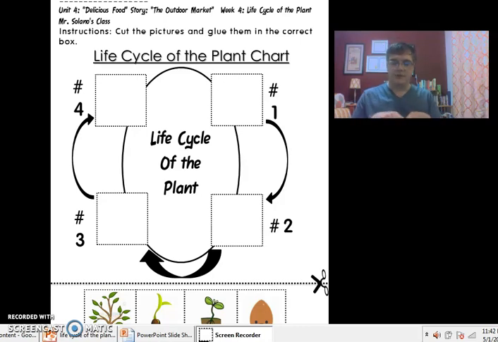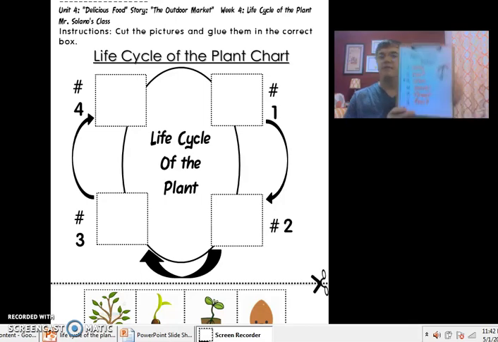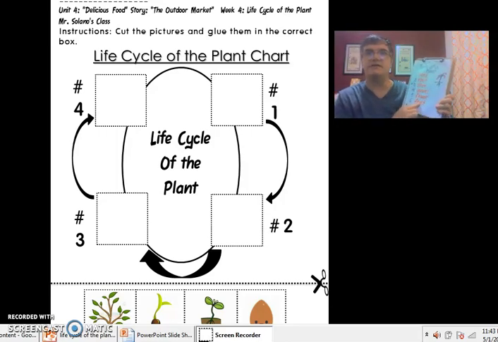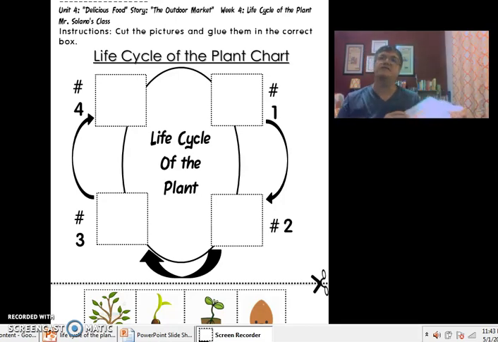Hello friends and welcome back to lesson number 2 about the life cycle of the plant. Before we finished lesson number 1, we were supposed to draw a picture using all these pieces. A friendly reminder that today is Wednesday, May 6, 2020, and this is my lesson number 2.